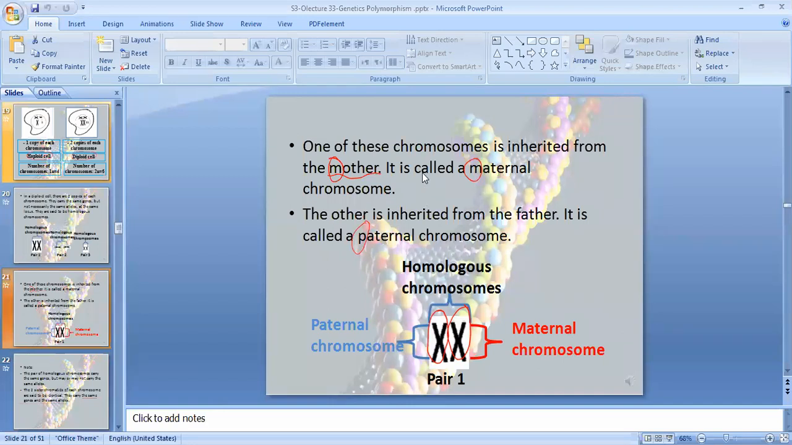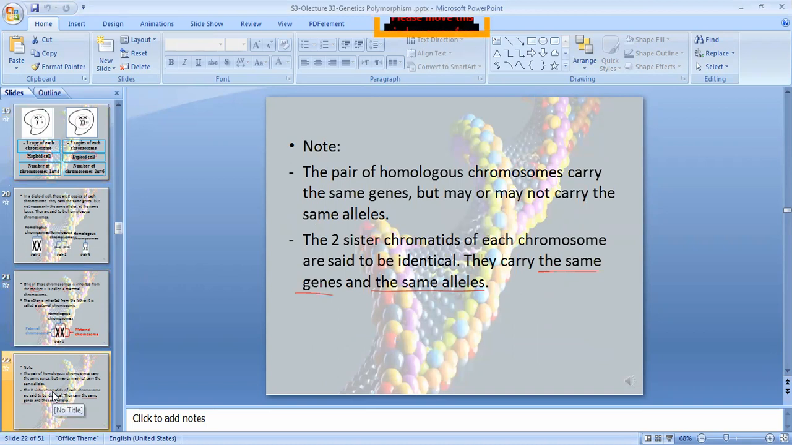So for every chromosome pair, for example pair number one, pair number two, pair number three, whatever, one of these is going to be inherited from the mother, and one is going to be inherited from the father. The one inherited from the mother is called the maternal chromosome. However, the one inherited from the father is called the paternal chromosome. Also, we said that the pair of homologous chromosomes carry the same gene but not necessarily the same allele.